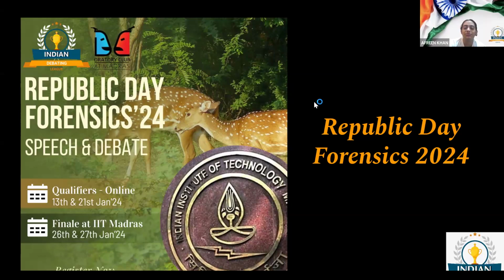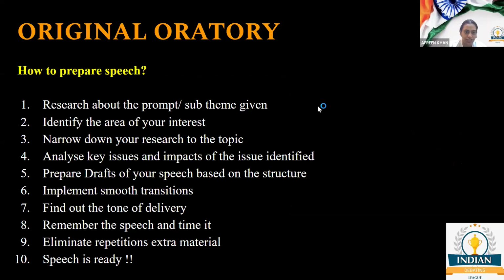So let's move forward and start with how you will start preparing for your original oratory. There are 10 steps for preparing your original oratory speech. The first one is to research the prompt or sub-theme given, which you will eventually get today. There's an ocean of material and content available for that particular sub-theme. What you need to do is research and read everything and anything about that particular theme.